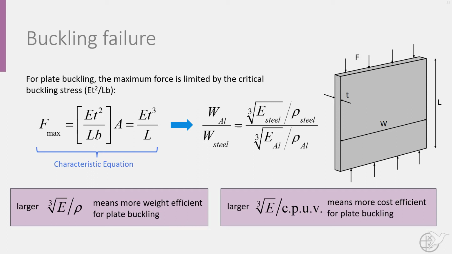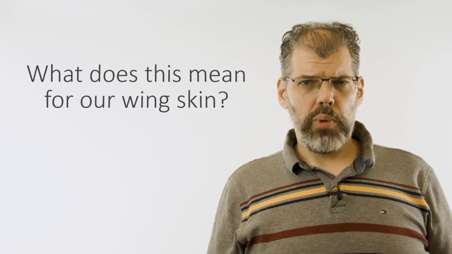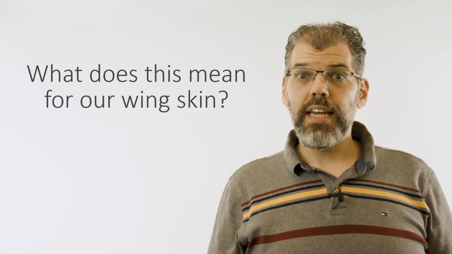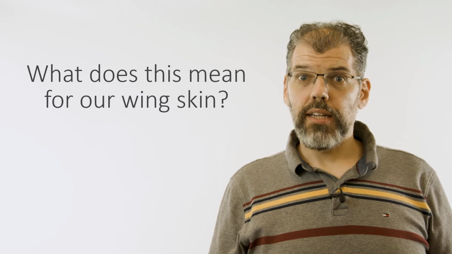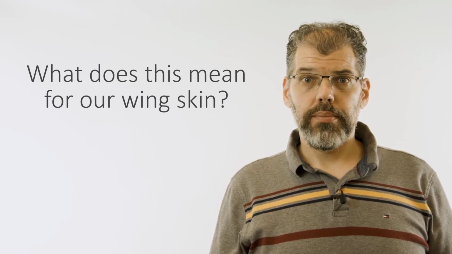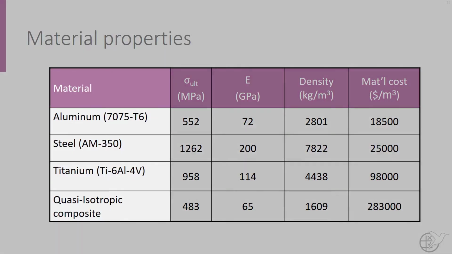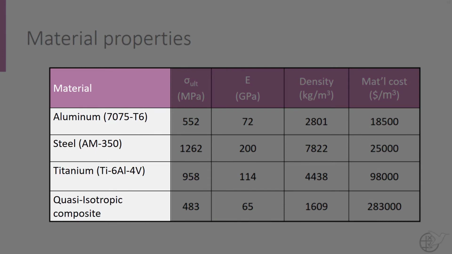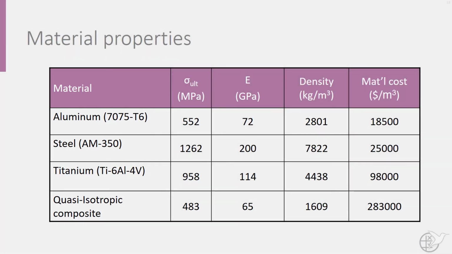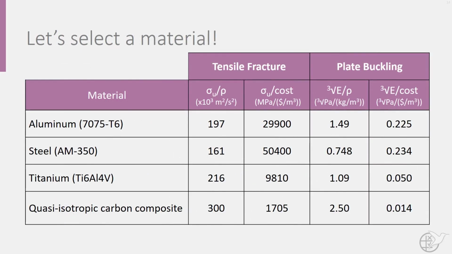So what does this mean for our wing skin example? We can take these 4 selection criteria and evaluate them for different materials. For our comparison, we will look at the 4 materials shown here in this table. You can pause the video here if you want to take note of the material properties before we insert them into our criteria and validate the math for yourself. After completing the math, we can come up with a table comparing these 4 materials with our different criteria.